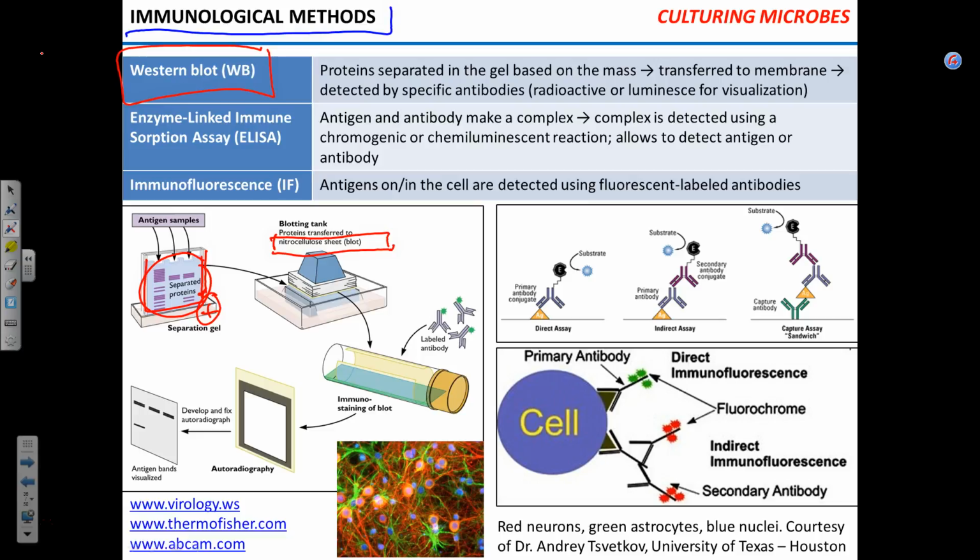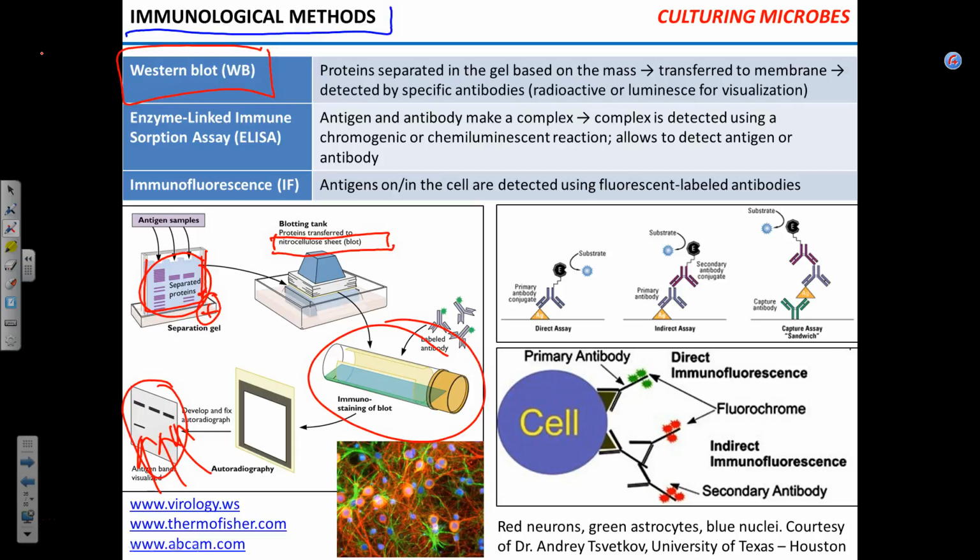Now, that little sheet of nitrocellulose is very easy to work with. So throw some antibodies onto that sheet. Antibodies stick, but not everywhere. They stick only to the protein they can recognize. Does that make sense? So, if you have that protein, you're going to see the band. If you don't have the protein, you don't see the band. Okay?